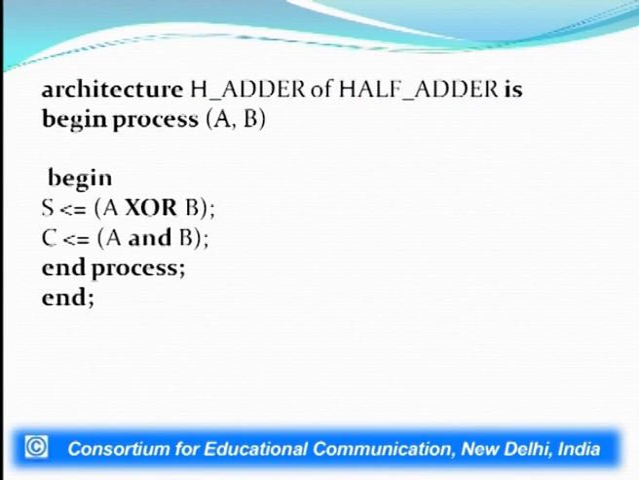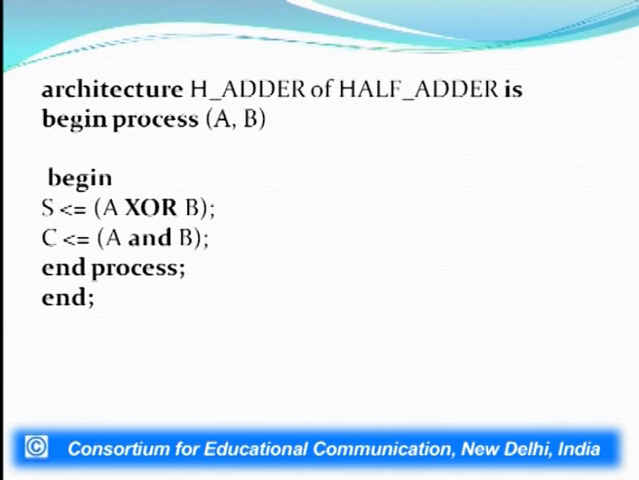Now as an example, again for the half adder, the architecture H_adder of half adder is begin process (A, B). Process is the keyword which indicates that what follows next is a process which is sequential in nature, and that this process is sensitive to changes on A and B. The list in the parenthesis after process is called the sensitivity list.